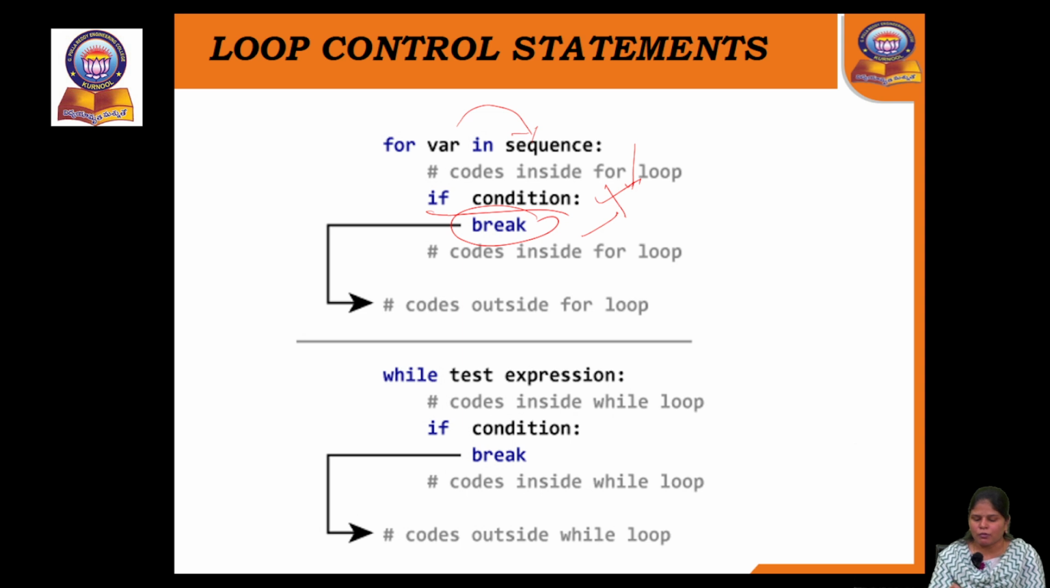So coming to the while, we will have the test expression, which will be evaluated to true or false. If it is true, then it goes into the loop where we have to check the condition. If the condition is satisfied and it encounters a break, then it exits from the loop. If there is no break, it continues with the loop statements. That means iteration will continue until this test expression is false.